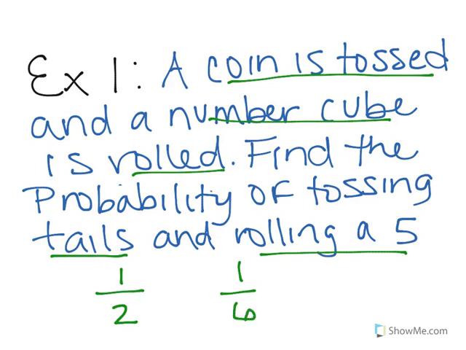So then all I have to do is take these two independent events. I'm creating them into a compound event, and all I'm going to do is multiply these two. So I'm going to multiply the probability of getting a tail and the probability of rolling a 5, and I'm going to get 1 times 1 is 1, 2 times 6 is 12, so that probability is 1/12.